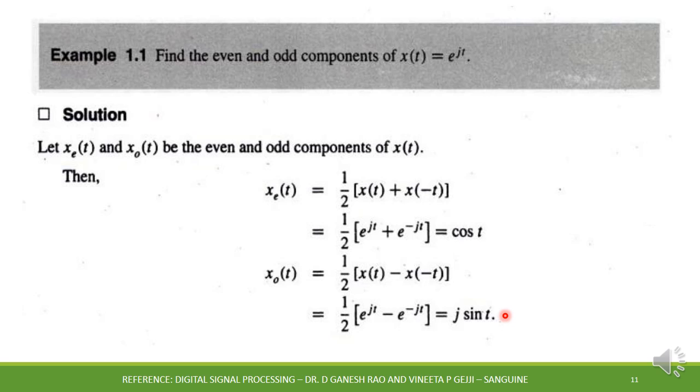Another point I want to make clear: this cos t and this j sine t we cannot interchange. That is why it is not possible to say that the even part is the odd part or the odd part is the even part. They cannot be mutually exclusive.